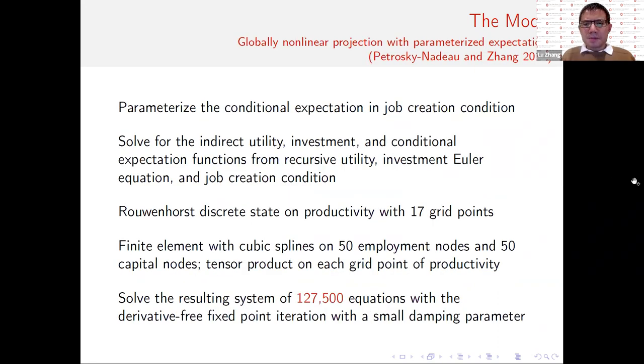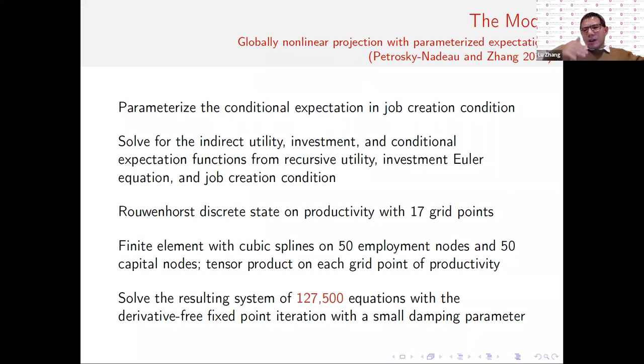All right, so in terms of a numerical algorithm, we are building on Pichoskin, Dung and Zhang 2017, Quantitative Economics. In a prior video, I have presented that paper. I've gone into great detail about our globally nonlinear projection algorithm with parameterized expectations.